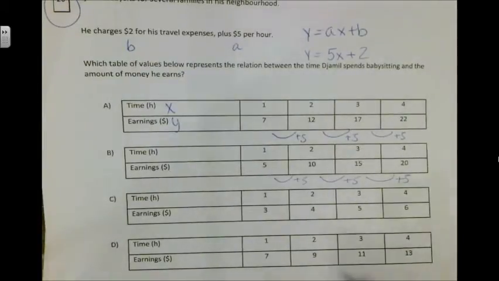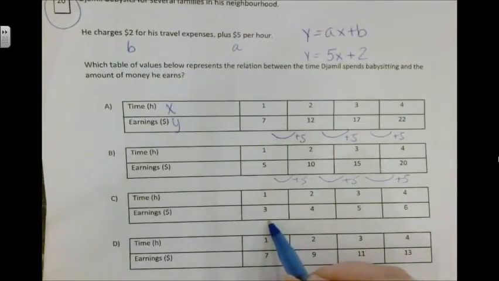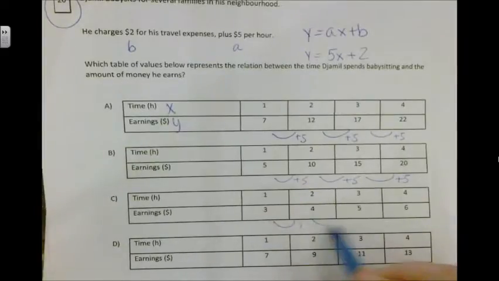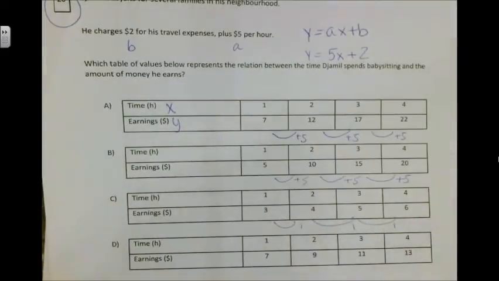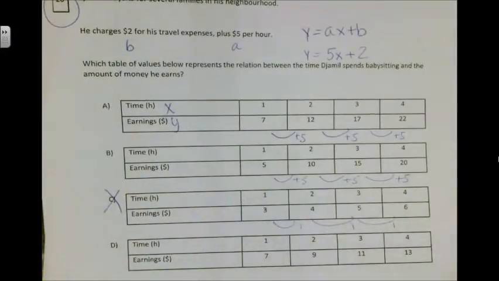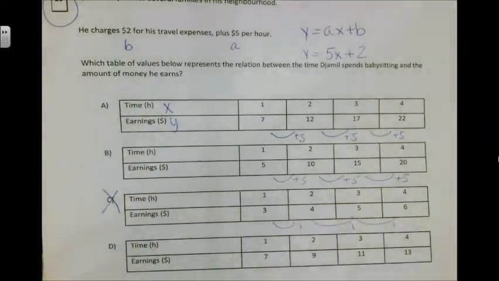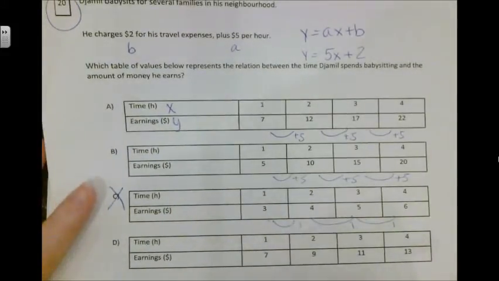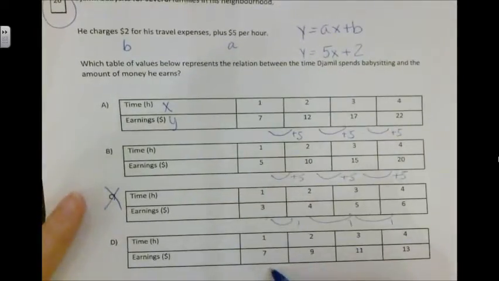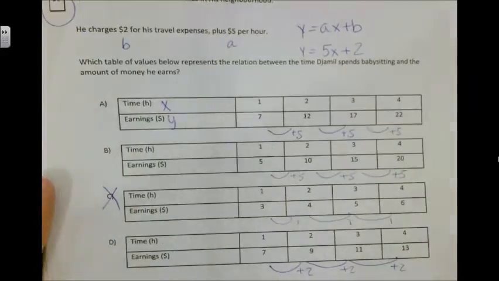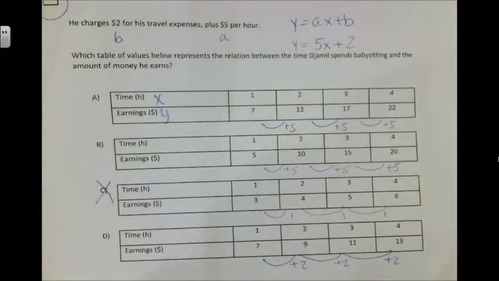This one, for 1 hour, he's making $3. For 2 hours, he's making $4. This is not going up by 5. Okay, it's going up by $1. 4, 5, 6. He's making $1 an hour in this situation. So C is no good. And in D, they did the opposite. D is going up by $2. Okay, so that's if you mixed up your A and your B. This is the one that would trick you if you put them in the wrong place here.